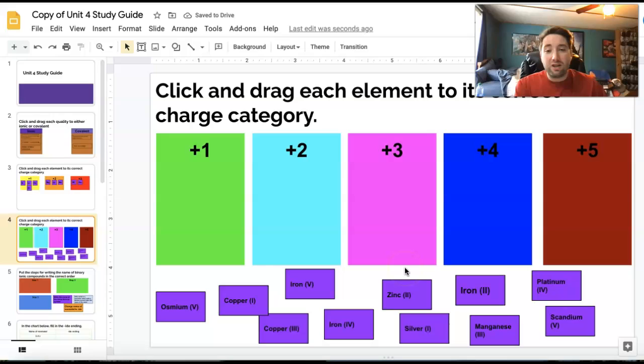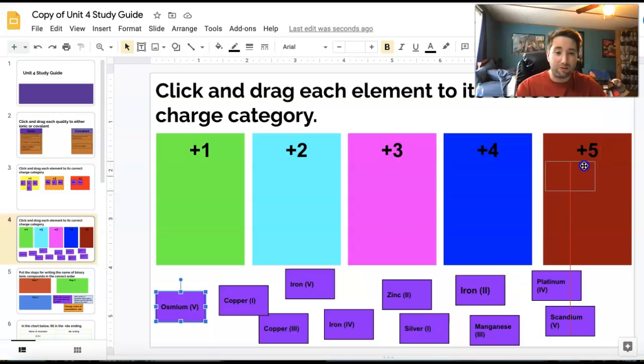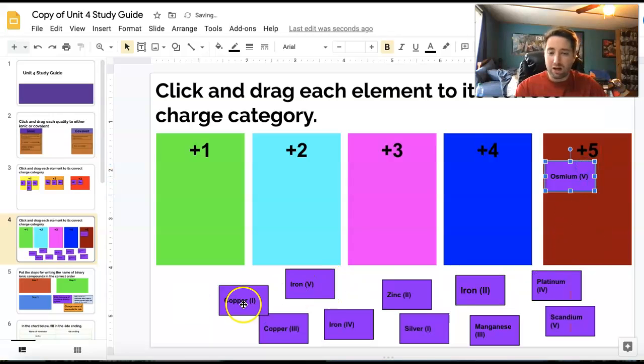Alright, next one, it says click and drag each element to its correct charge category. So it's got +1, +2, +3, +4, +5. And all of these are transition metals. In transition metals, it gives you the charge in parentheses outside the name of the element. So starting over here, osmium, and it's got a V here. The V is going to stand for 5, so we're going to click and drag that one to the +5 category. Copper, this one here has a 1 in parentheses, so let's put that one there.